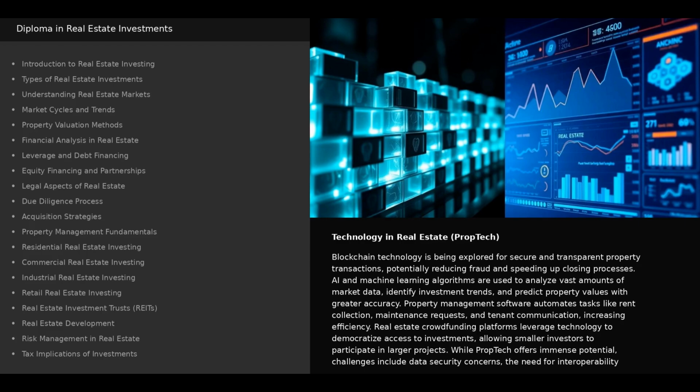While PropTech offers immense potential, challenges include data security concerns, the need for interoperability between different platforms, and the initial cost of adoption. Investors who strategically integrate PropTech solutions can gain a significant competitive advantage, optimize operations, and unlock new investment opportunities, driving innovation across the entire real estate value chain.